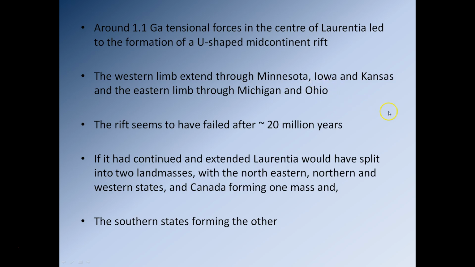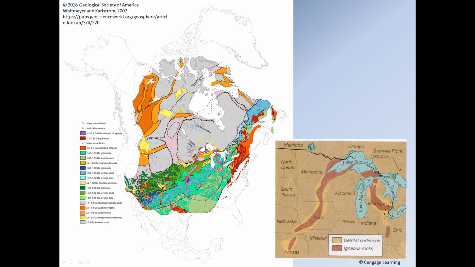The rift seems to have failed after around 20 million years. The rift's trying to get going, but it seems to have died out after about 20 million years. If the rift had actually been allowed to continue, the Rift Valley would have slowly extended, and Laurentia would have split up into two land masses, with the northeastern, northern and western states going one way, along with Canada, and the southern states forming another landmass. We can kind of see it in this diagram here.